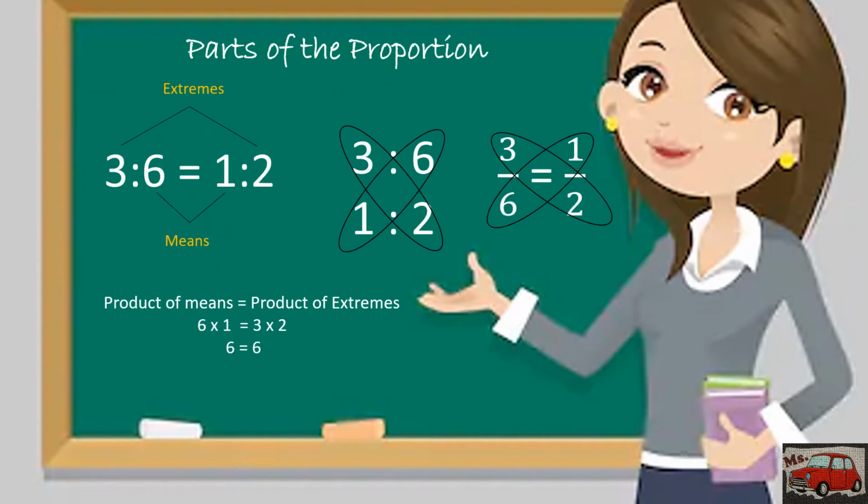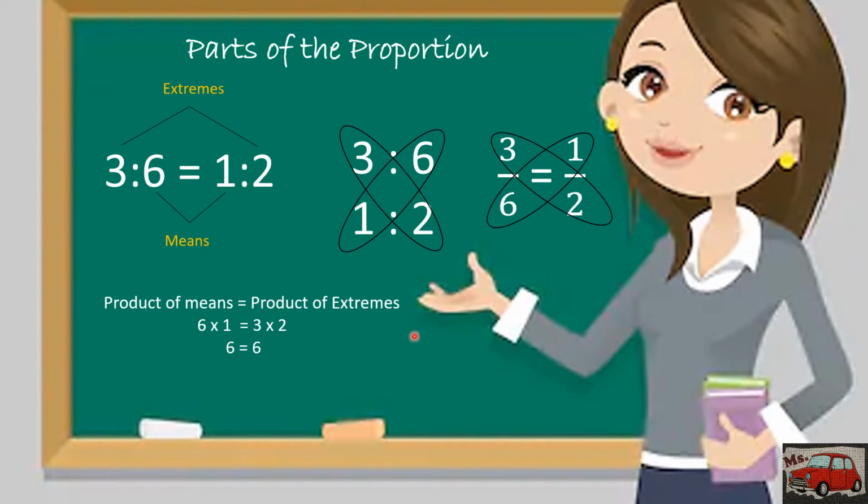Okay. So, merong parts ang proportion. So, may tinatawag tayong extremes at saka means. So, kung mapapansin nyo, yung dalawang ratios natin is 3:6 or 1:2. So, yung 6 tsaka 1 dyan, yan yung means. And yung 3 at saka si 2, yan yung extremes. So, merong way para malaman natin kung ang dalawang ratios ay proportion. So, yun yung tinatawag natin cross multiplication. So, pag same yung product ng means natin at saka yung product na extremes natin, ibig sabihin proportion sila.